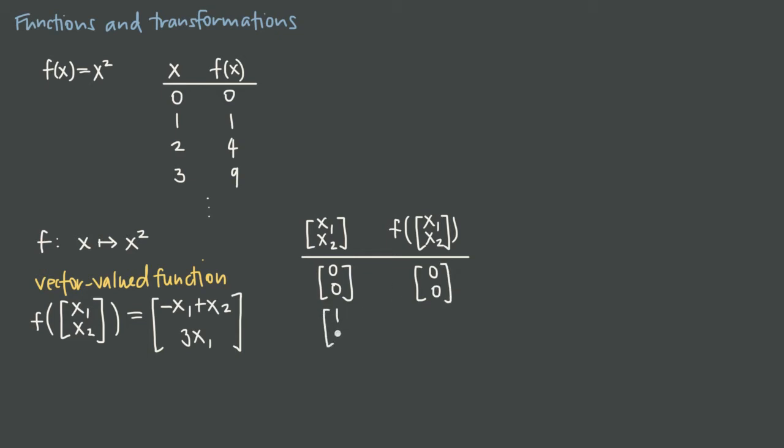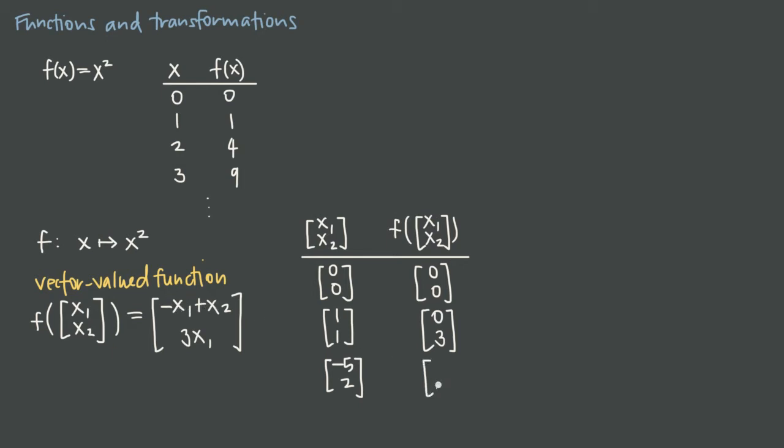What if we put in the vector 1, 1? Well, we would get negative 1 plus 1 is 0. And then here we get 3 times 1, or 3. So the function f maps the 1, 1 vector to the vector 0, 3. And then let's say I put in the vector negative 5, 2. If I put that into f, I'm going to get negative negative 5, or positive 5, plus 2 is 7.